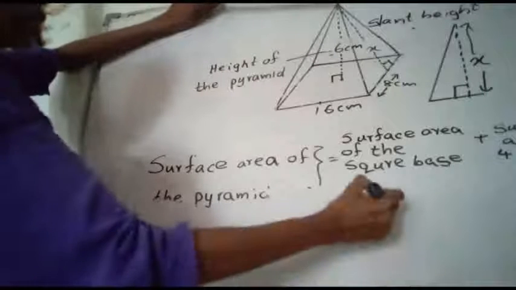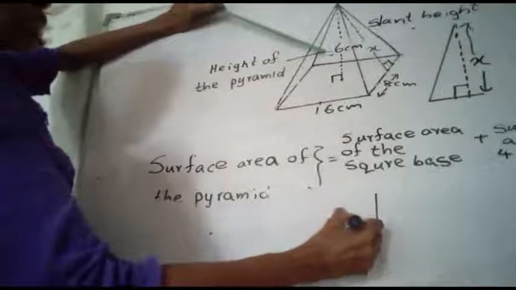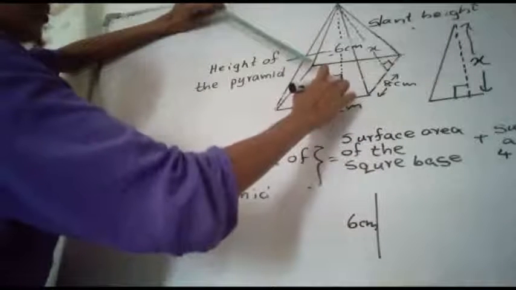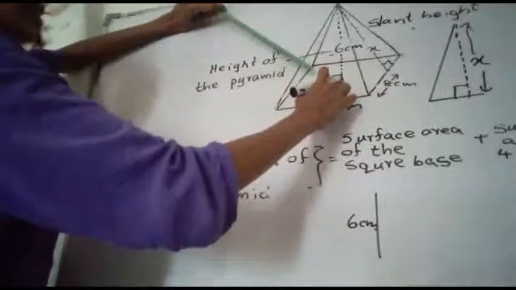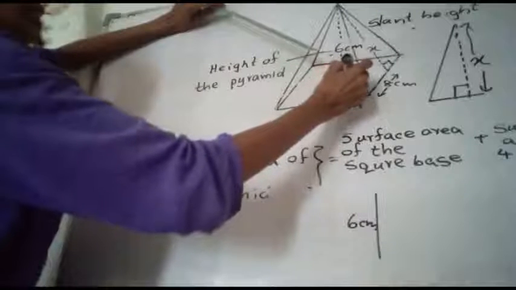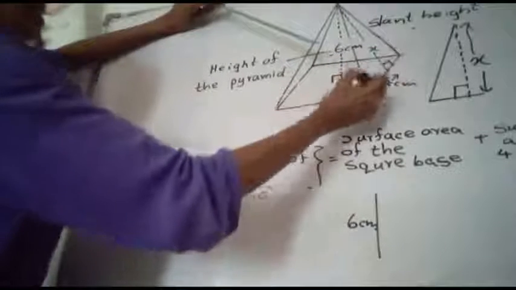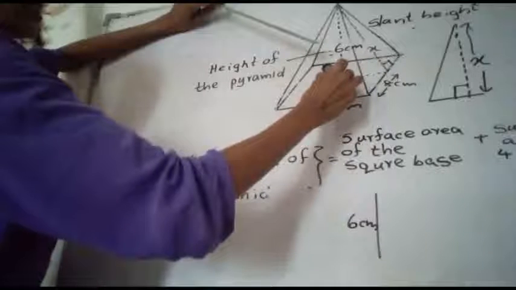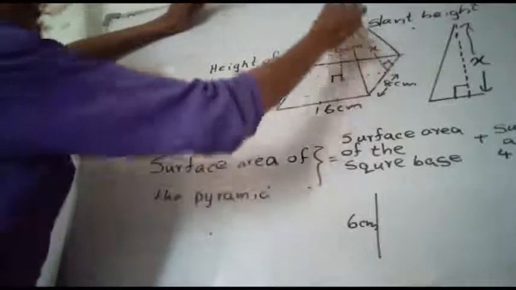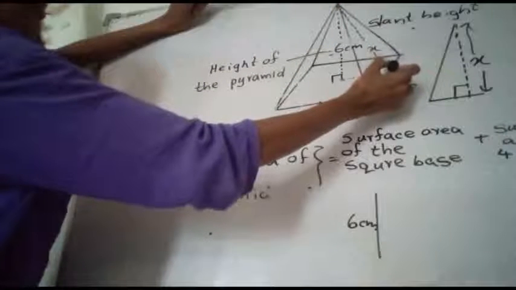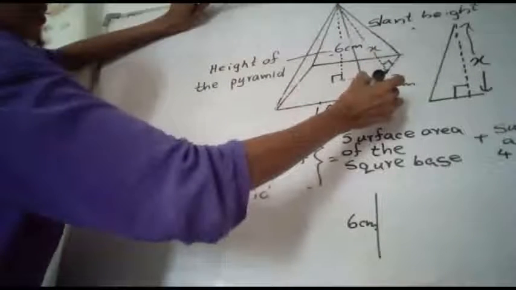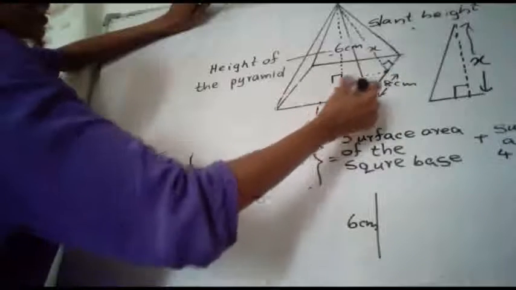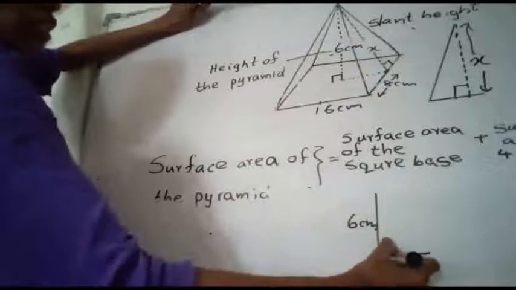The perpendicular height of the pyramid is 6 centimeters. The center of the base of the right pyramid is this. The distance between the center of this square base and this point, the midpoint of this edge, is half of 16, which is equal to 8 centimeters.